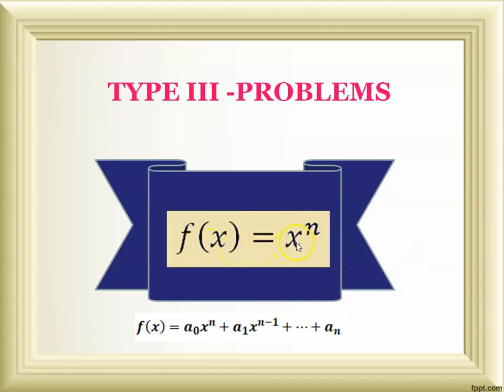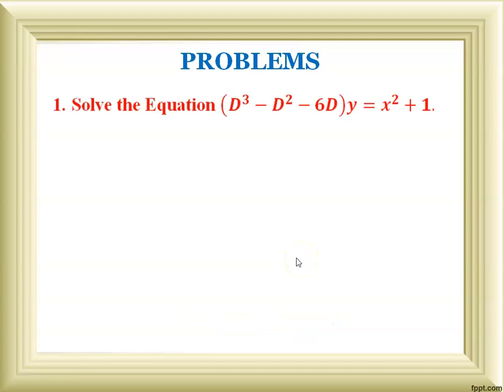F of x is in the form of x power n, or it may also be an expression of the form a0 into x power n plus a1 into x power n minus 1 plus etc. plus an. We may have more than one term also. The first problem is: solve the equation D cube minus D square minus 6D into y is equal to x square plus 1. This comes purely under the third type.